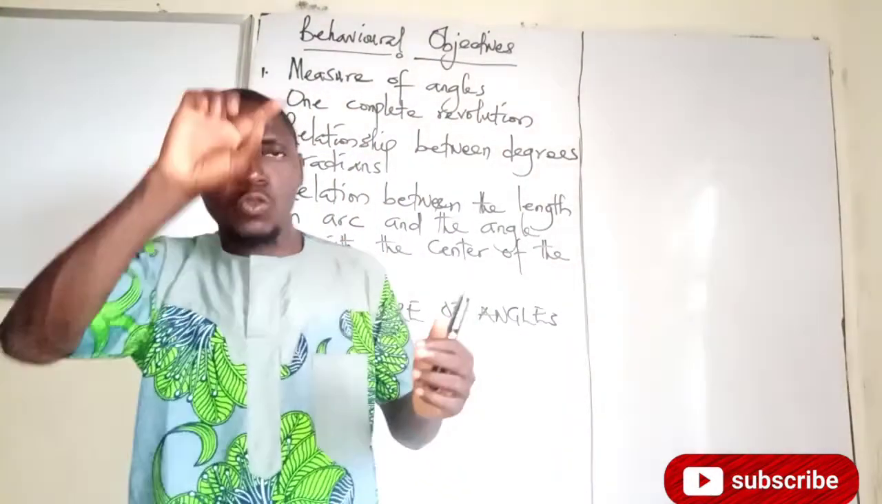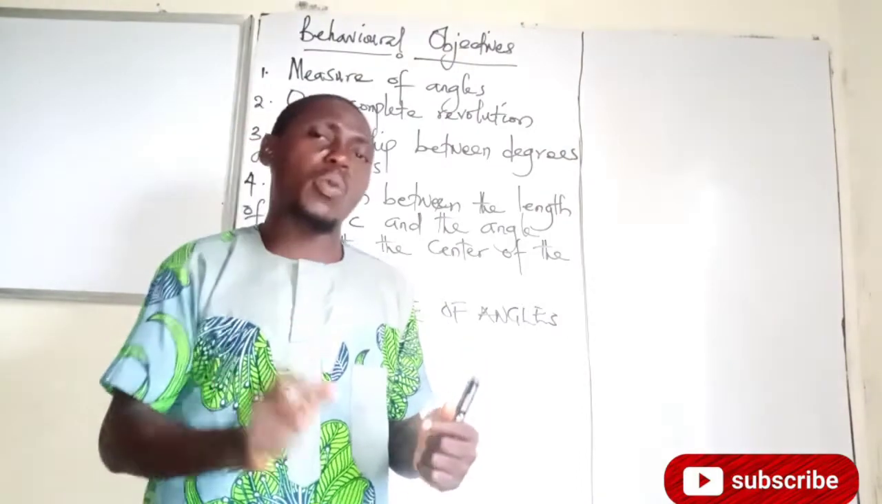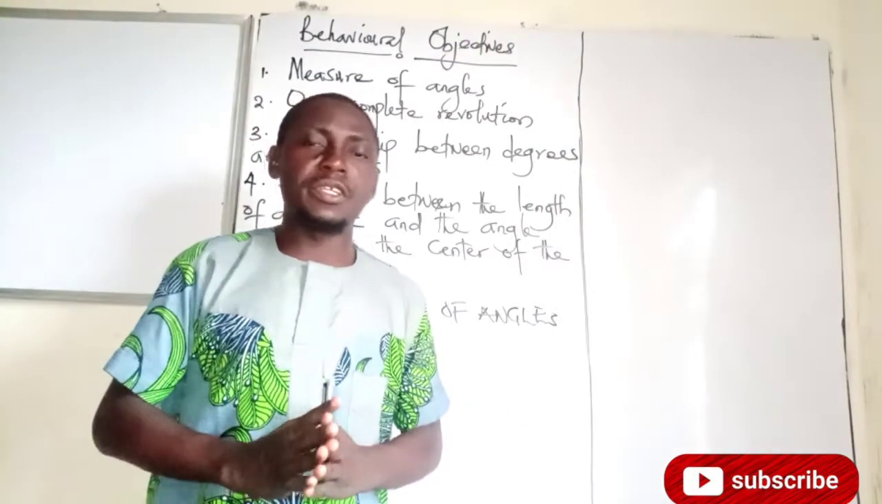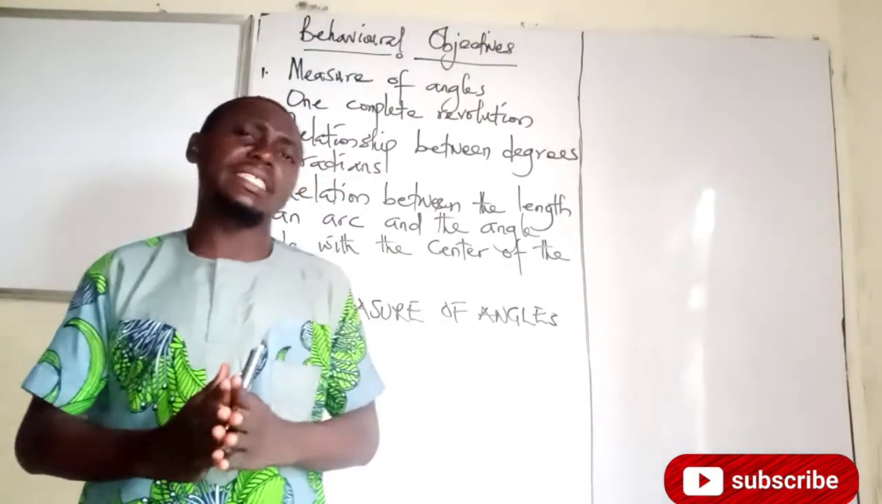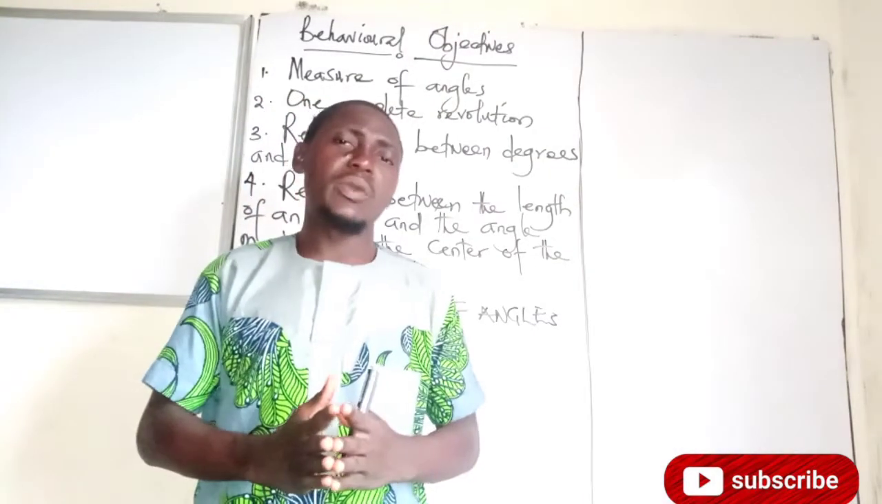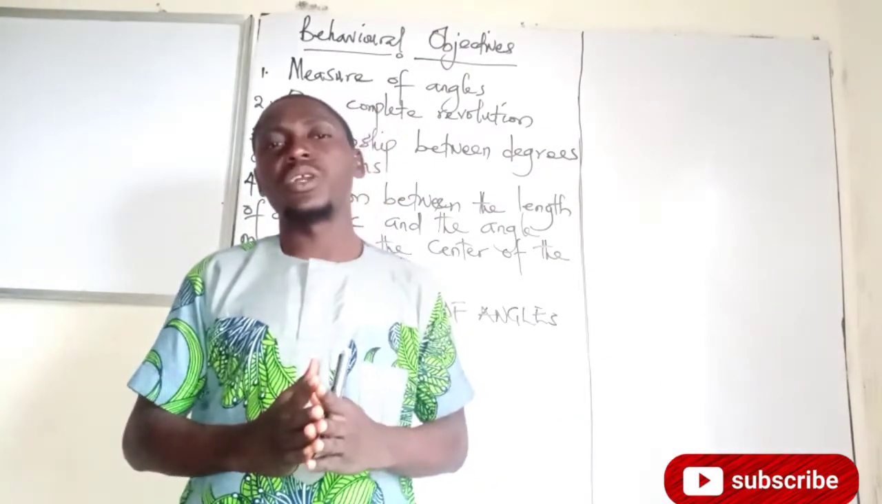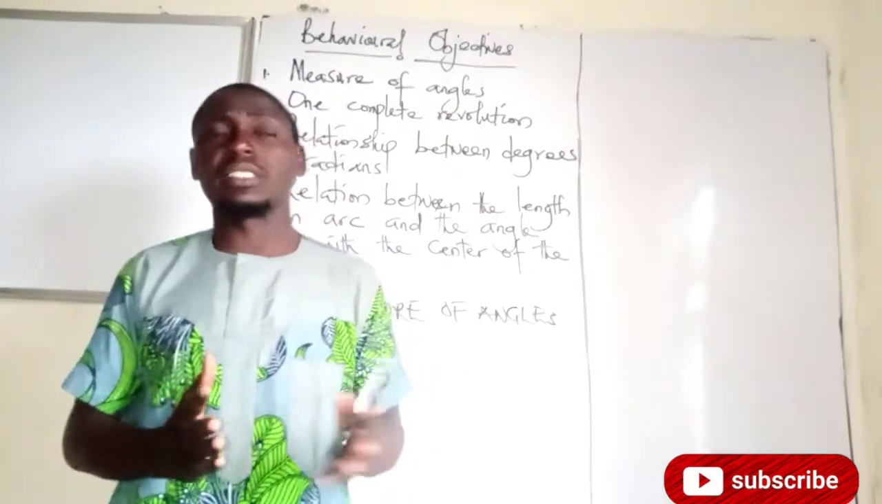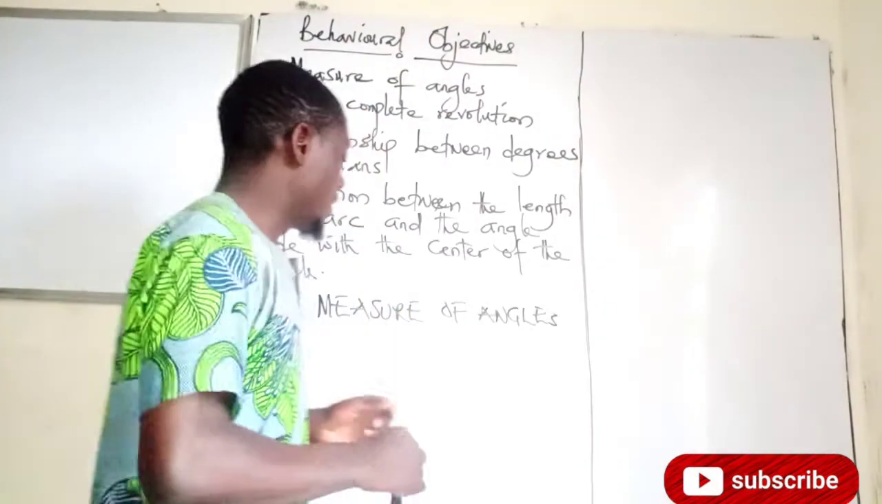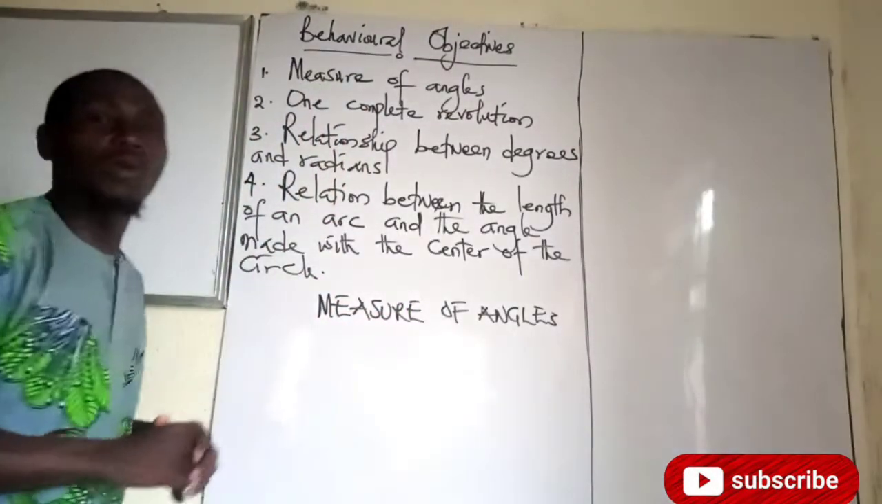So when angle moves in an anti-clockwise direction, what will be the sign? Will it be positive or negative? When it moves in clockwise direction, what will it be? Will it be positive or negative? We are going to look into that in the concept of measure of angle.